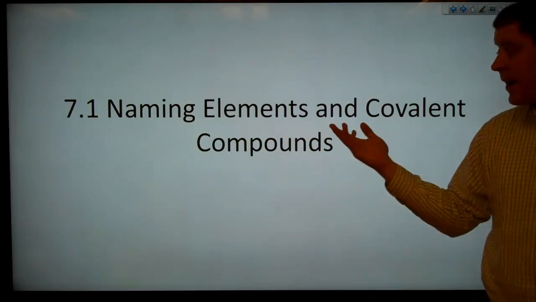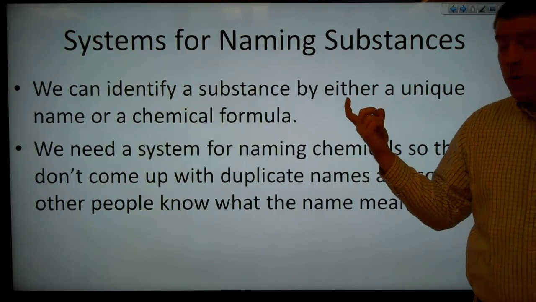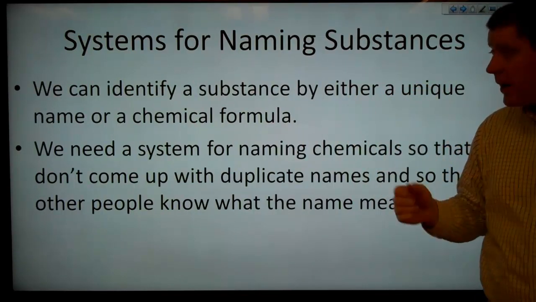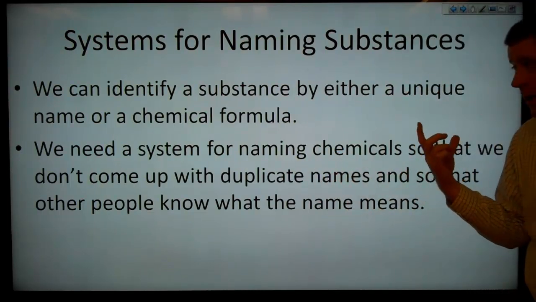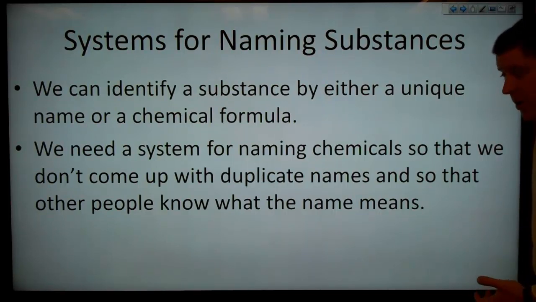Welcome to Naming Elements and Covalent Compounds. We can identify a substance by either a unique name or by a chemical formula. And we need a system for naming chemicals so that we don't come up with duplicate names and so that other people know what the name means.